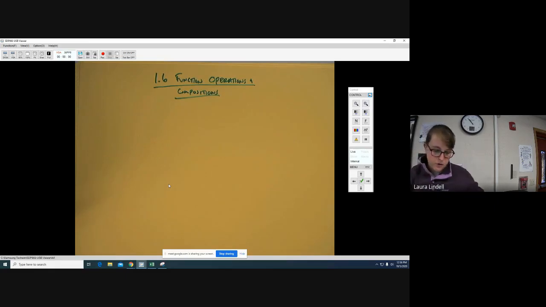Actually, we're going to pause real quick before we do that. The worksheet 1.5, we didn't go over that. I do have the key here, though. So the 1.5 worksheet was the homework from Friday.